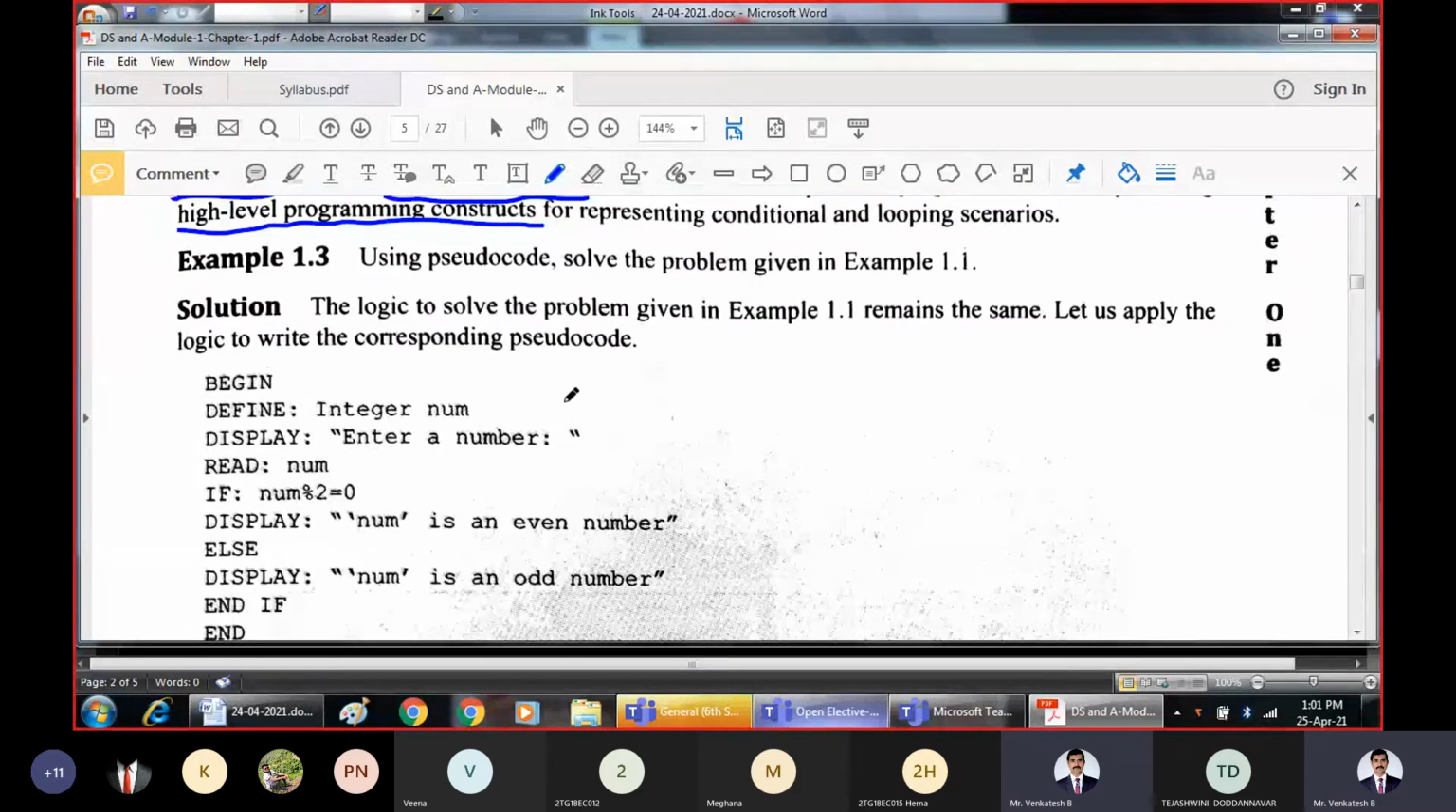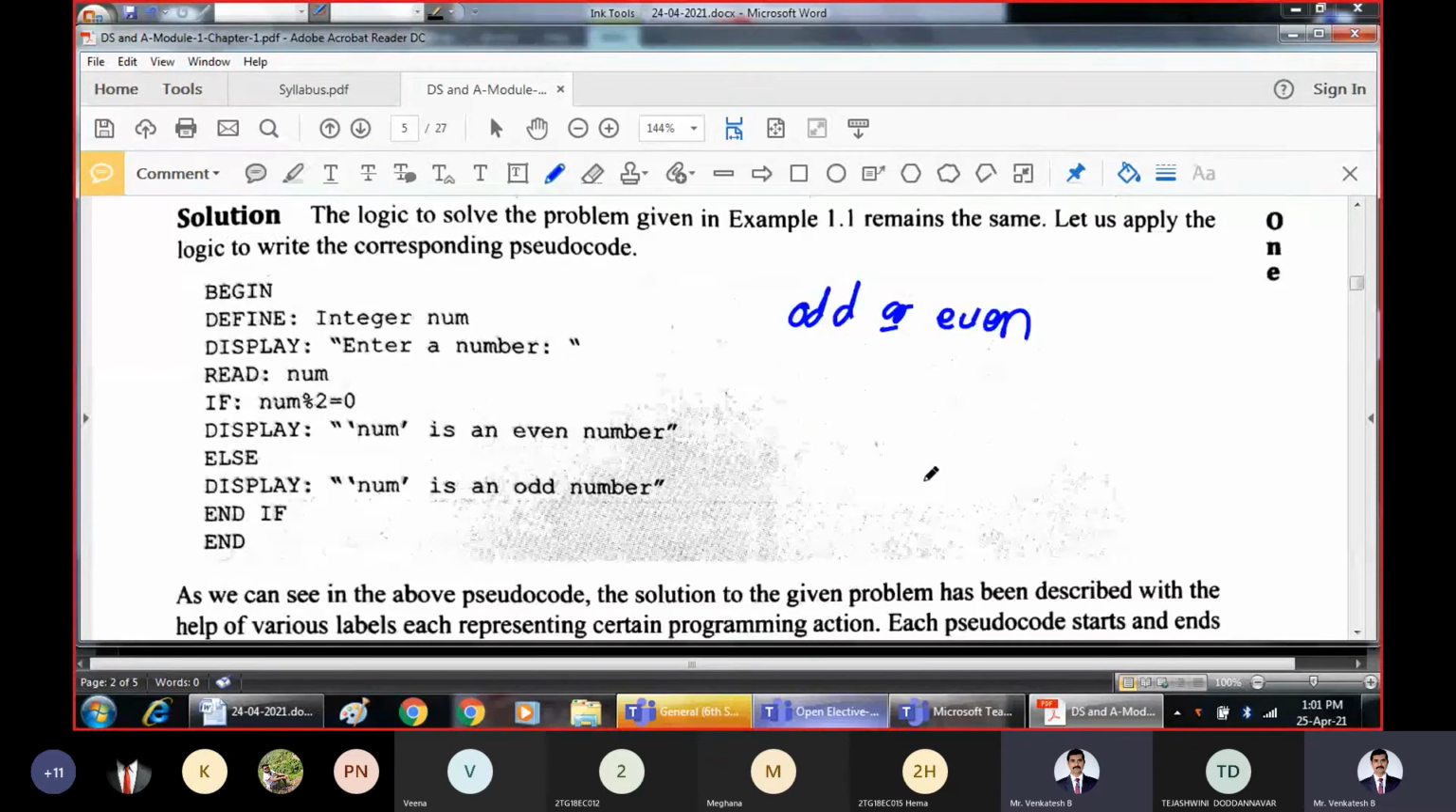Right? The same pseudocode for the same given problem. What is that problem in our hand? The problem in our hand is to find whether the number is odd or even. So that is the problem in our hand. What is the pseudocode? Pseudocode will always start with the keyword called begin and it will end with the end.